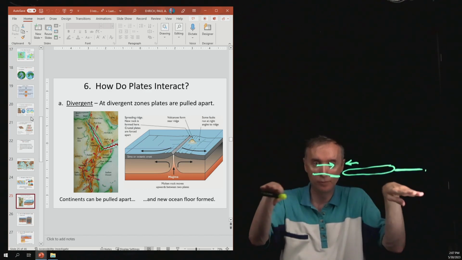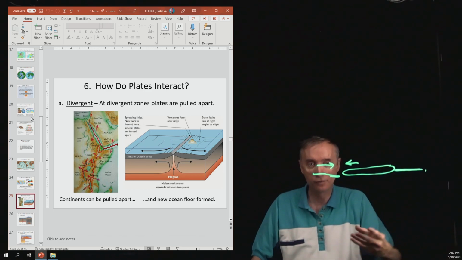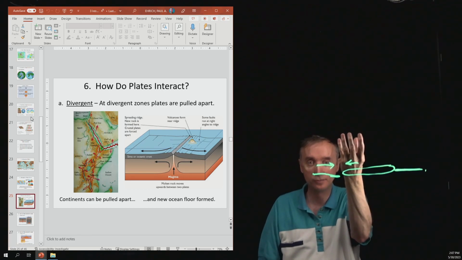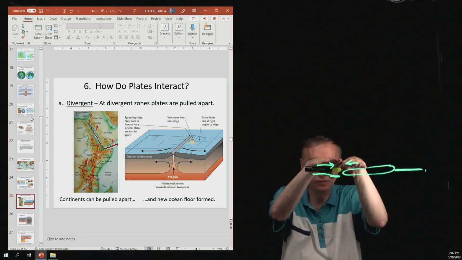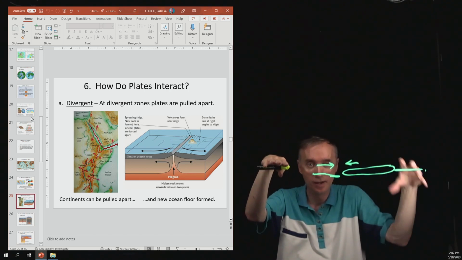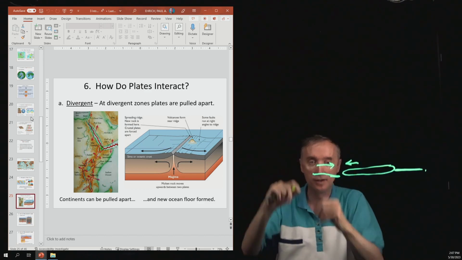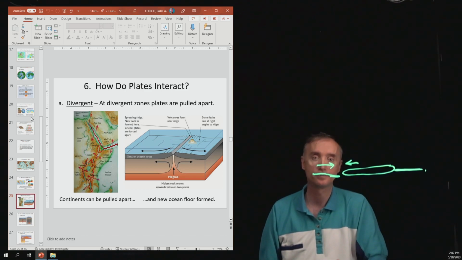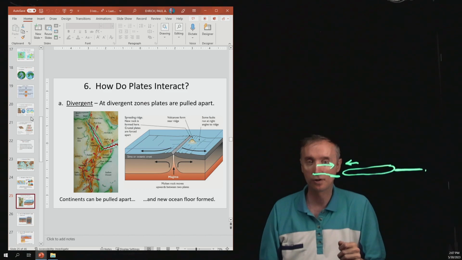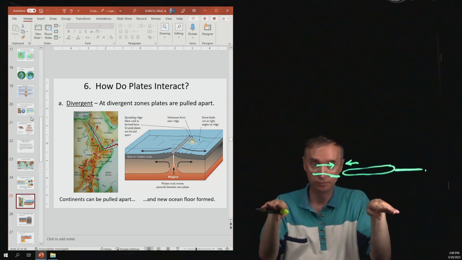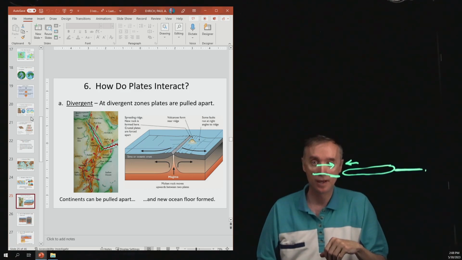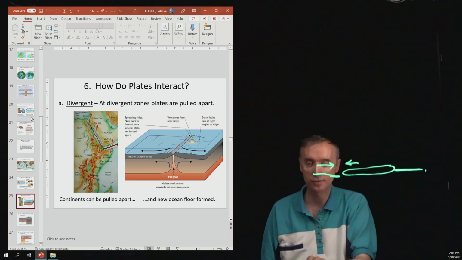The plates are being pulled apart. Material from the asthenosphere is coming up and hardening, forming new ocean floor, and then that ocean floor splits apart, new material comes in, and it continues the process. It can also occur under a continent. This is how a continent is rifted. A continent breaks apart as a result of this process.